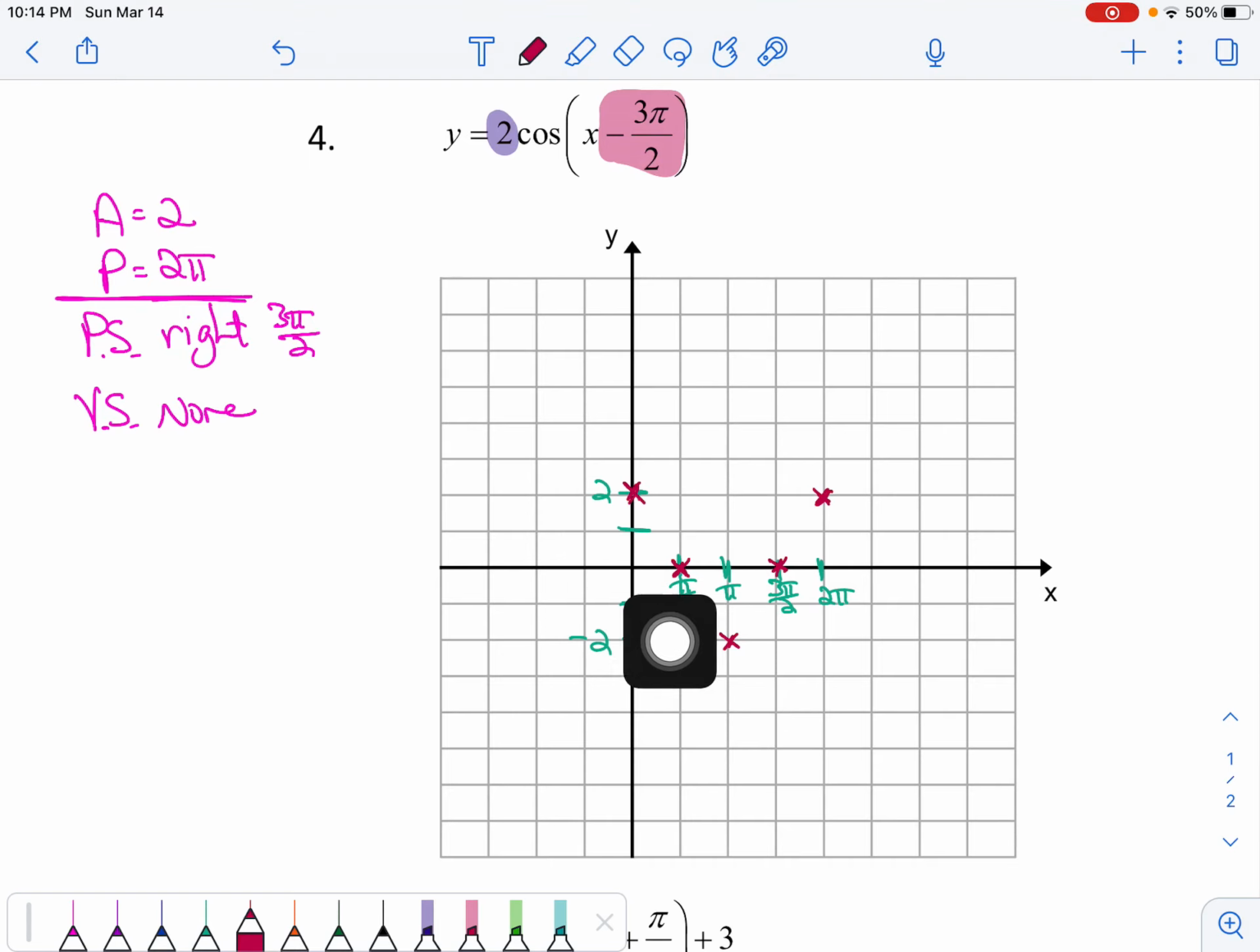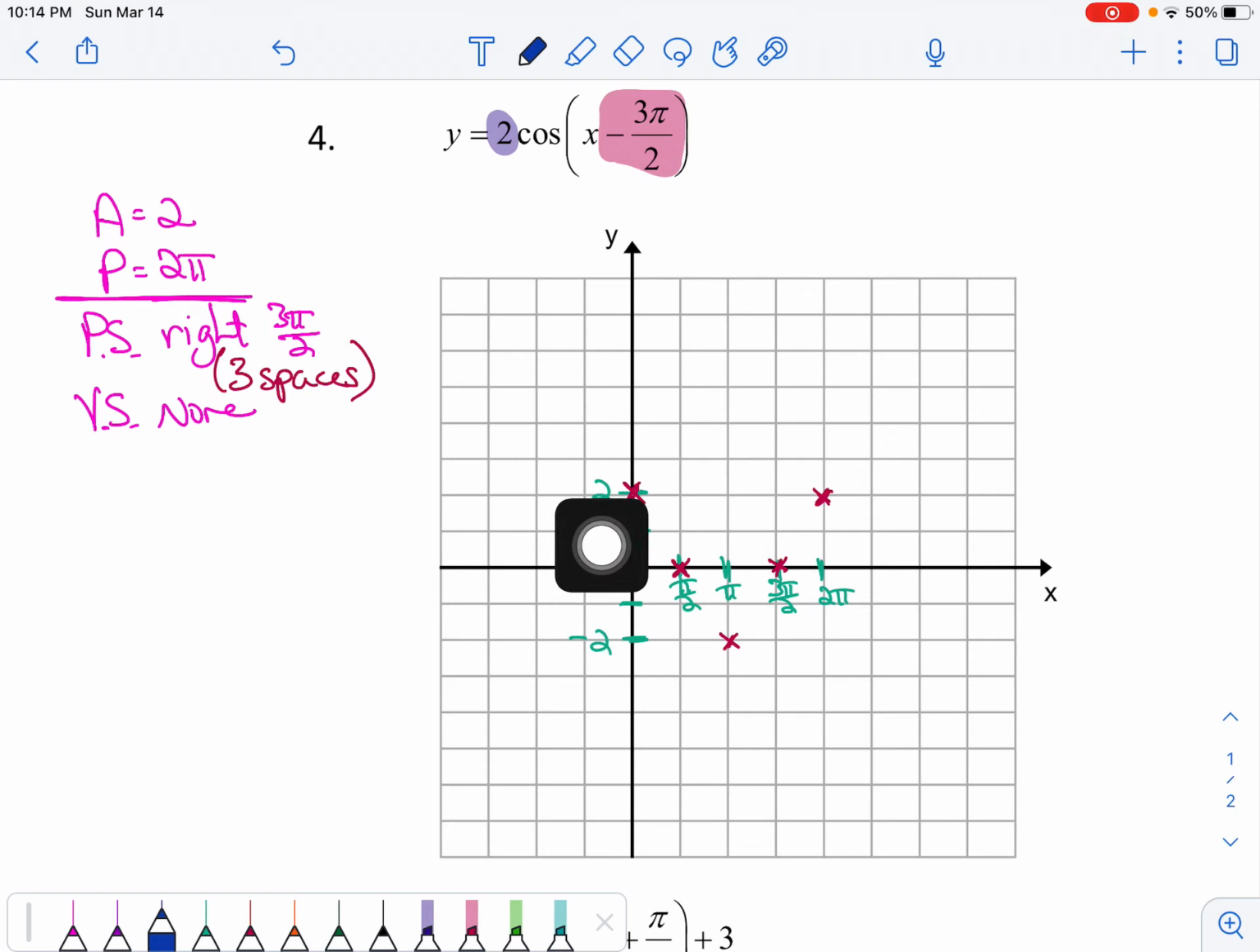However, every single one of these little X marks the spots has to be shifted to the right 3 pi over 2 units. Now, in this case, 3 pi over 2 is 1, 2, 3 units to the right of the x-axis, so this is going to be 3 spaces. So we want to shift everything to the right 3 spaces.